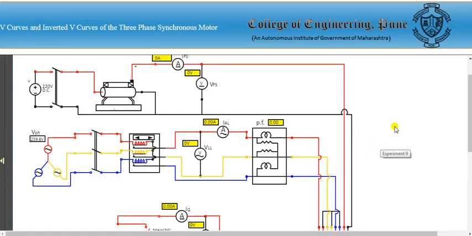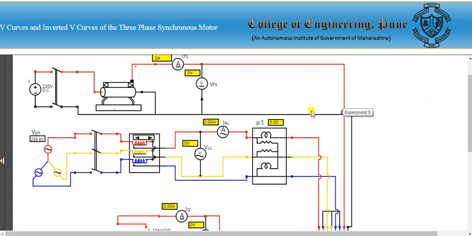All in this virtual lab session of electrical machines. Now today we will see our new practical, V curves and inverted V curves of three-phase synchronous motor. So here is the diagram.